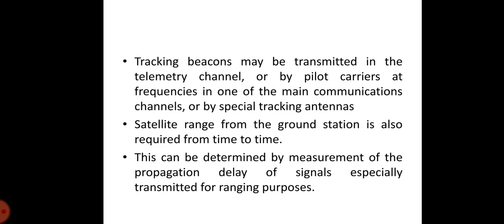Tracking beacons may be transmitted in the telemetry channel or by pilot carriers at frequencies in one of the main communication channels or by special tracking antennas. Satellite range from the ground station is also required from time to time, and this can be determined by measurement of the propagation delay of the signals, especially transmitted for ranging purposes.